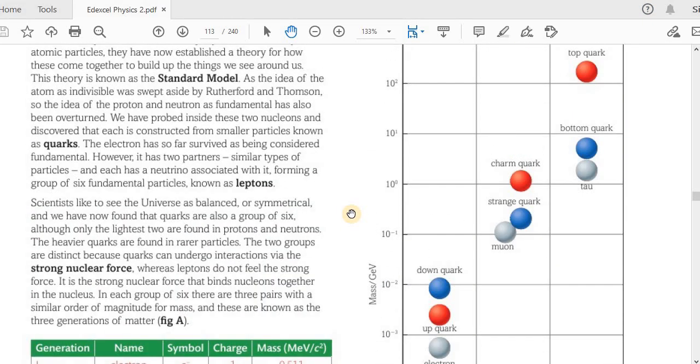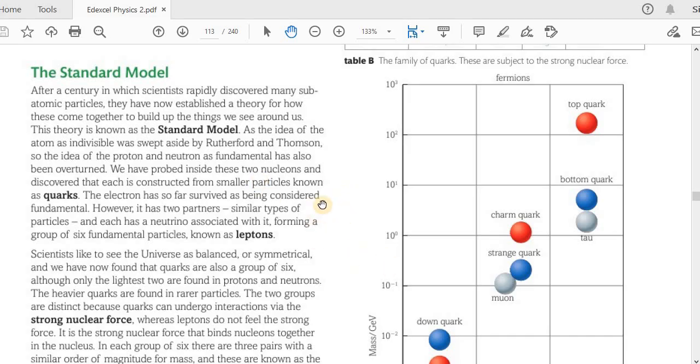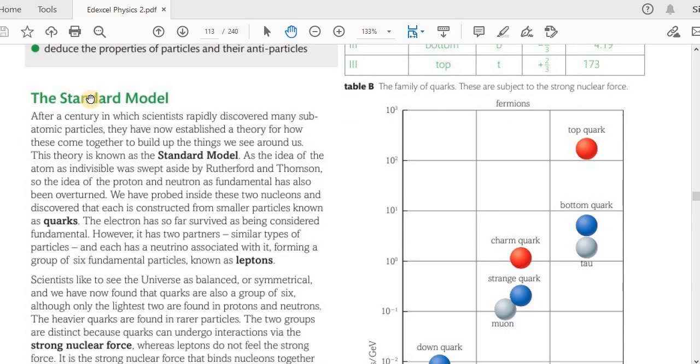Okay, so we will see the fundamental particles now. We will see the details of these quarks and leptons, how they are classified and all that. After a century in which scientists rapidly discovered many subatomic particles, they have now established a theory for how these come together to build up the things we see around us. This theory is known as the standard model, as the idea of the atom as indivisible was swept aside by Rutherford and Thomson. Remember, J.J. Thomson, Ernest Rutherford. In the O-level class also you would have seen this when you learnt about the atom.